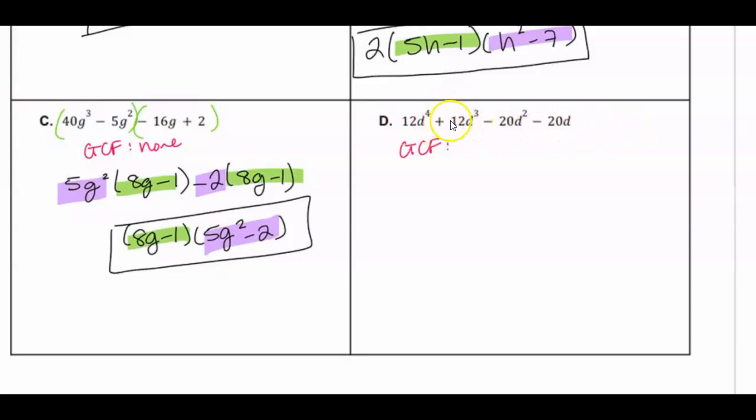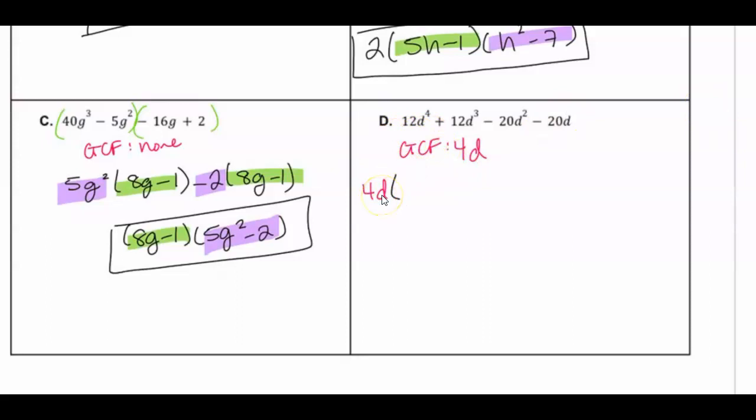What number will divide into 12 and 20? Hopefully you're able to see that it's 4. I can divide 12 by 4 to get 3, and 20 by 4 to get 5. And then, in this case, they all do actually have d's. So I can pull out the common variable. So, before I start drawing my parentheses, I need to factor out the 4d.